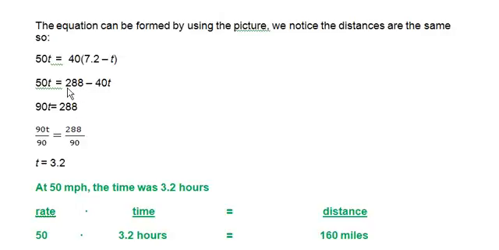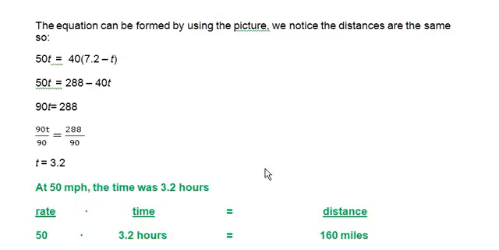I have to get rid of the 40t since it's subtracted. I add 40t to both sides. 40t plus 50t gives me 90t, and I add 40t here and that disappears. Now I have to get rid of the 90, so I divide both sides by 90, and it gives me t is equal to 3.2. Okay, that tells me my time.